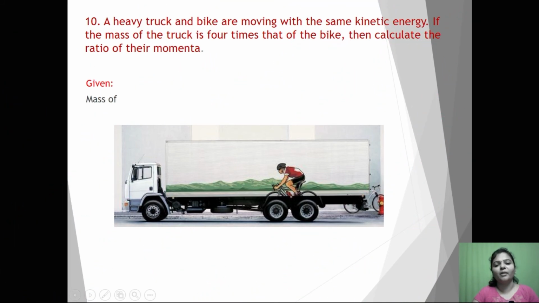A heavy truck and bike are moving with the same kinetic energy. If the mass of the truck is 4 times that of the bike, then calculate the ratio of their momentum.